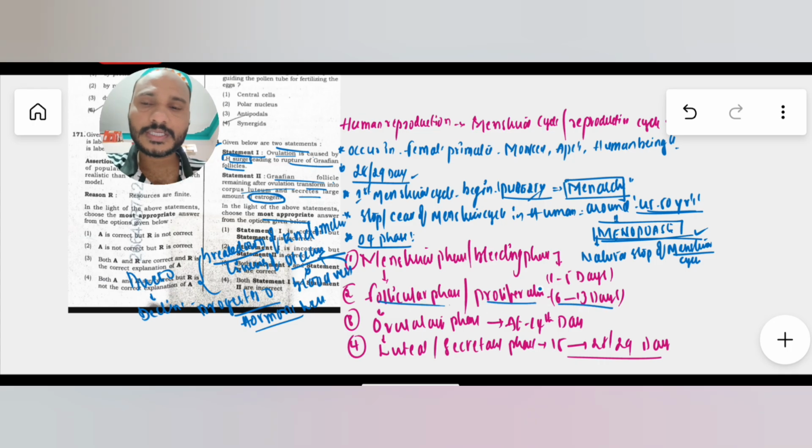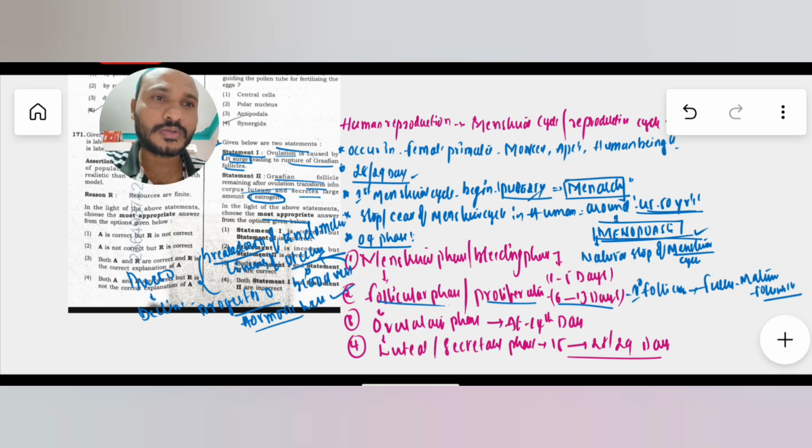So in this phase, what happens? The name itself suggests it: in the follicular phase there is development of various stages of follicles. The development of follicles starts from primary follicles, and these primary follicles grow and mature into a fully matured follicle. So there are various stages of follicle development in the follicular phase: first the primary follicle, then the secondary follicle, then the tertiary follicle, then the mature follicle.